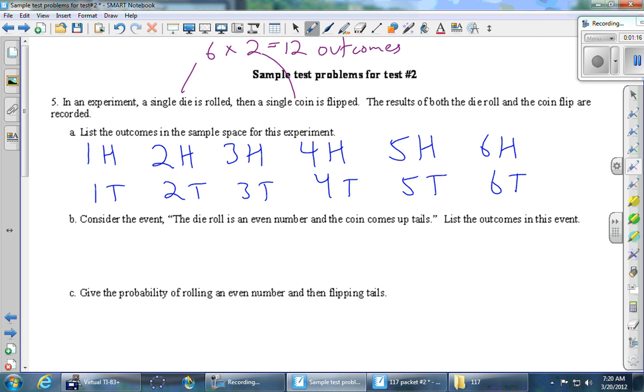Part B. Consider the event the die roll is an even number and the coin comes up tails. List the outcomes in this experiment. So all we're doing is listing some of those 12 things up above. We want the die to be even. So for example, it could be 2 or 4 or 6. And we want the coin to come up tails. 2 with tails, 4 with tails, 6 with tails. So just those 3 outcomes under this more specialized event.